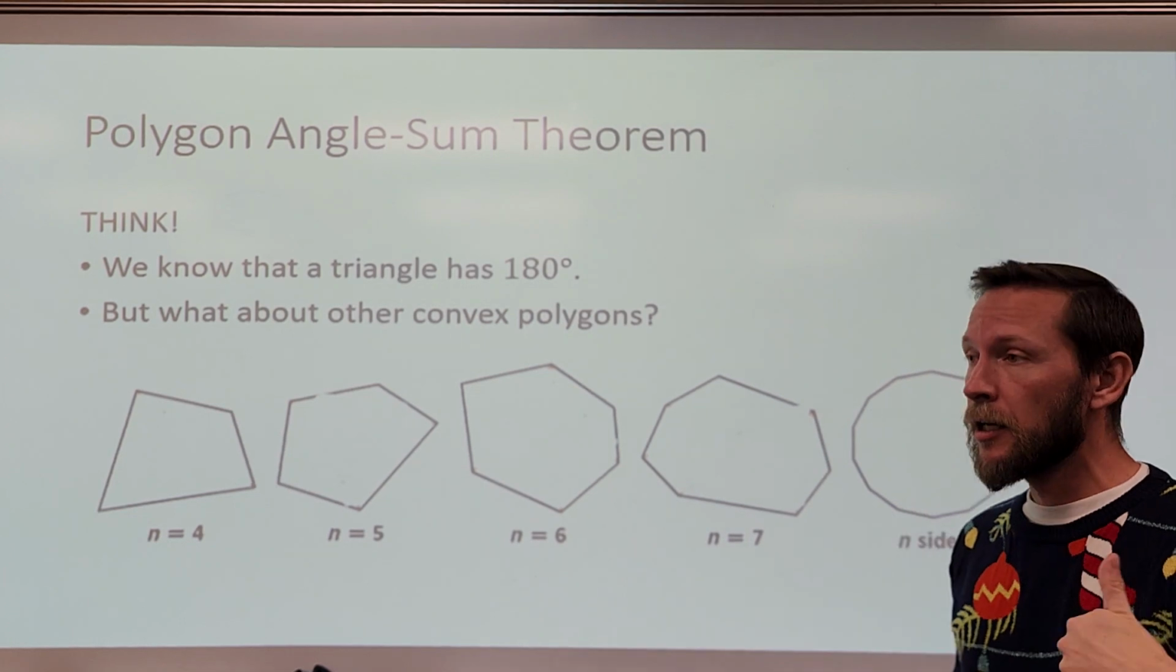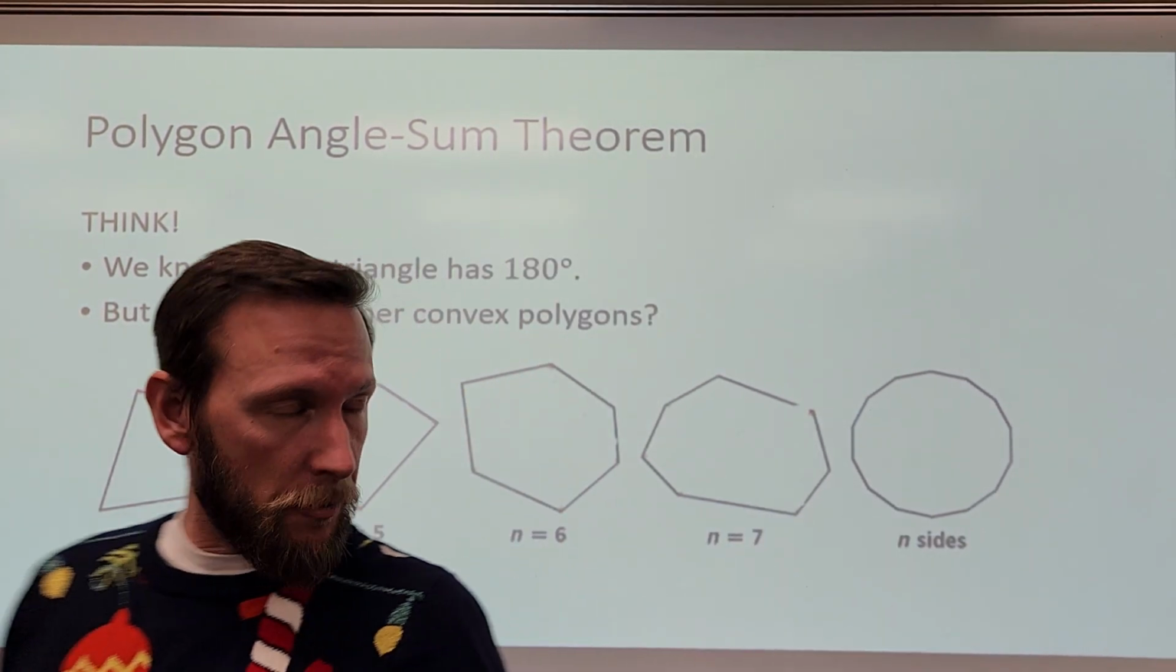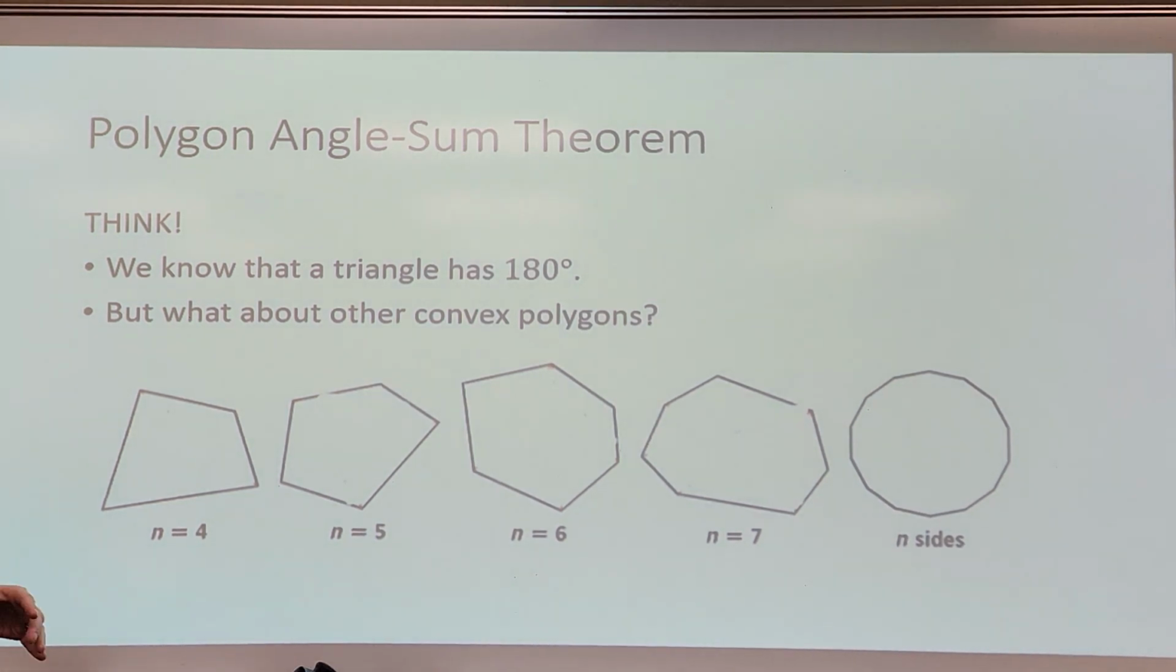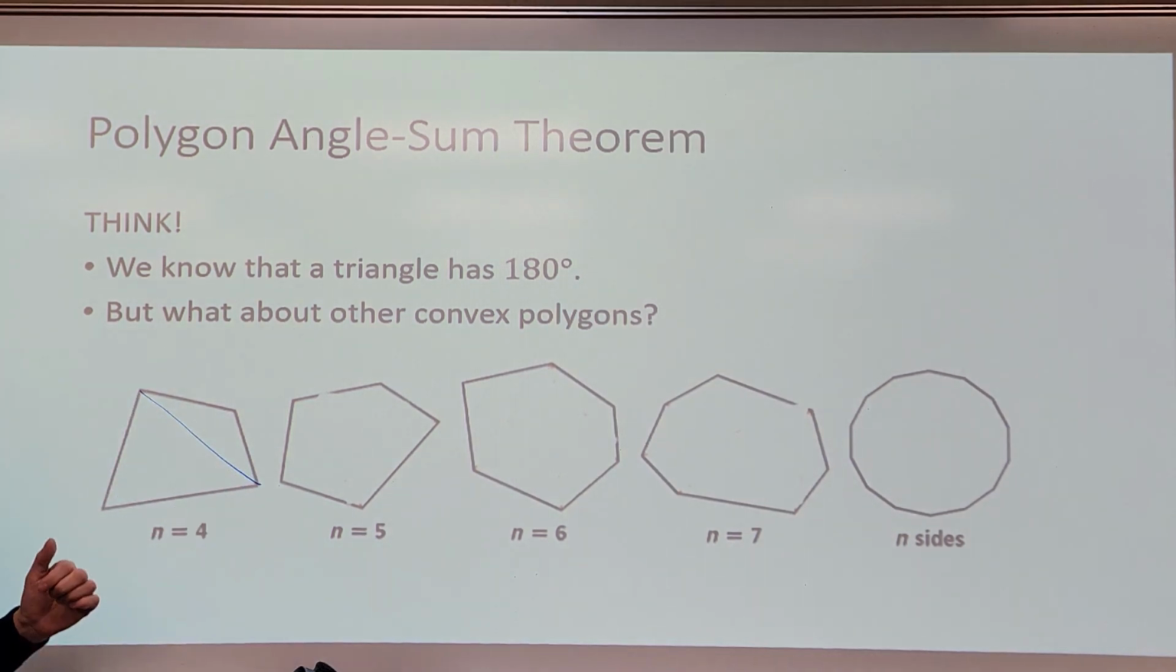We proved that back in lesson 2-3 in first semester. We used parallel lines and another exploration to show that the sum of the measures of the angles in a triangle is 180 degrees. And so what we want to do is break this up into non-overlapping triangles.